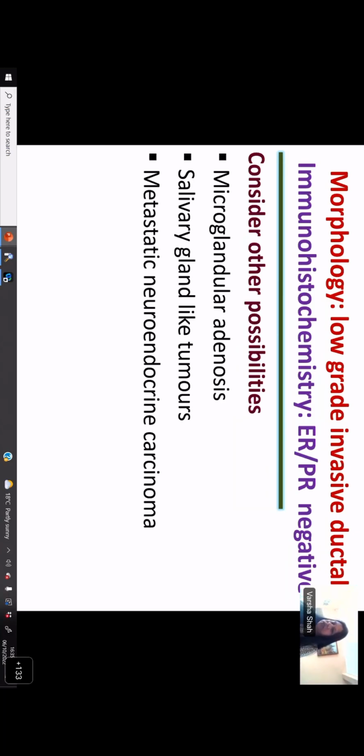I don't know whether that answers your question about not having immuno facilities. If you don't have even ER, PR facility, then obviously you have to send it somewhere where you can do some stains, if you're seriously considering invasive duct carcinoma versus microglandular adenosis. But as I said, some morphological features are very typical of microglandular adenosis: those secretions and the rounded glands, while angulated glands suggest tubular carcinoma. Does that answer your question?